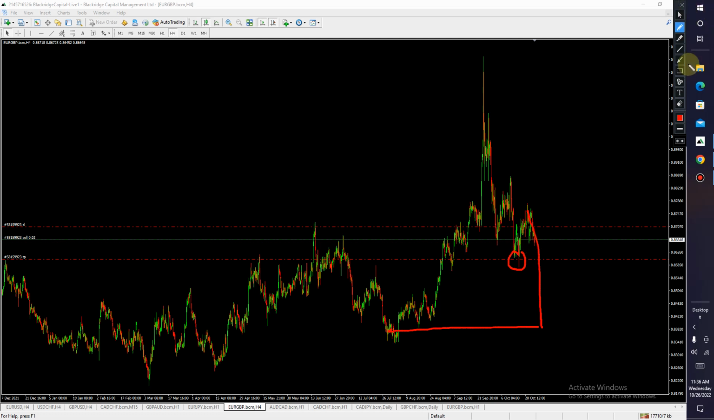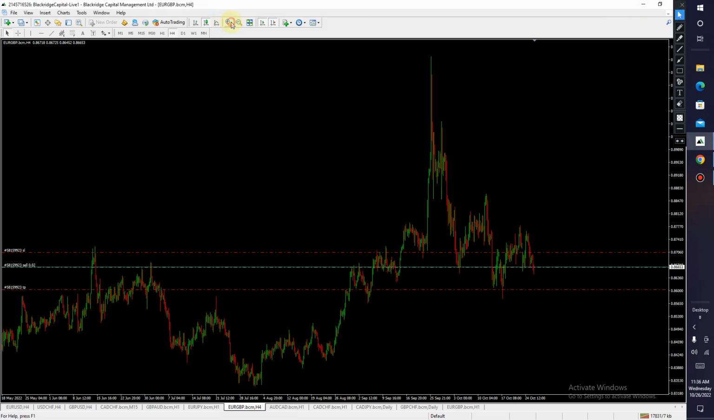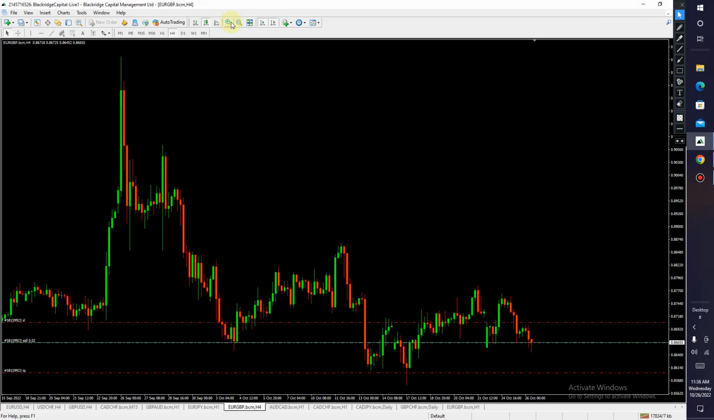Okay, so let's look at the risk that I took on this trade. Very important part of trading, right? Doesn't matter what your risk will be when you enter. Let's look at the risk of this trade.